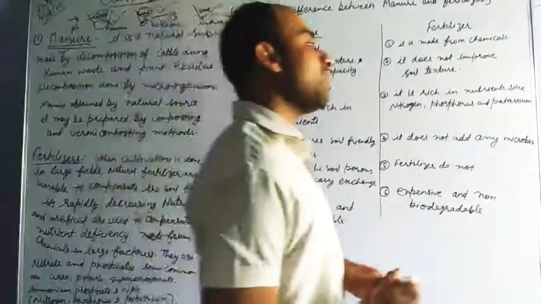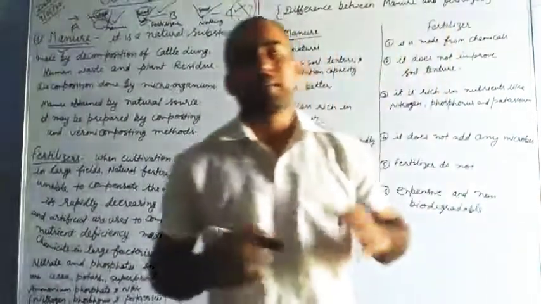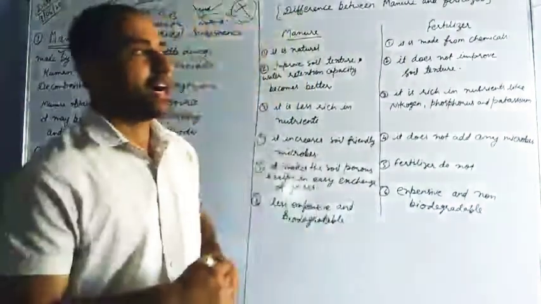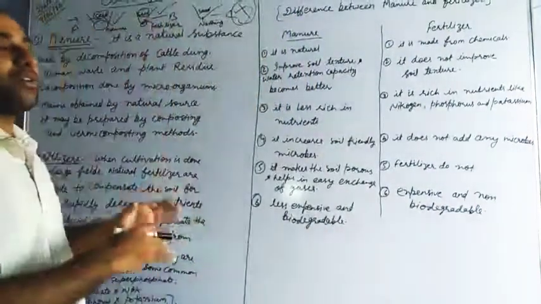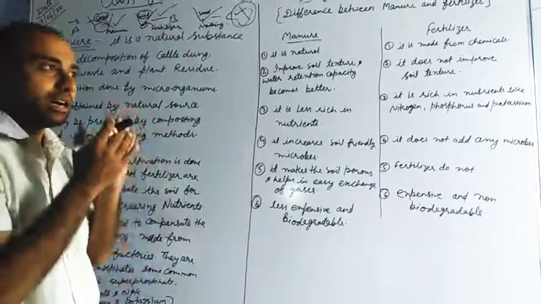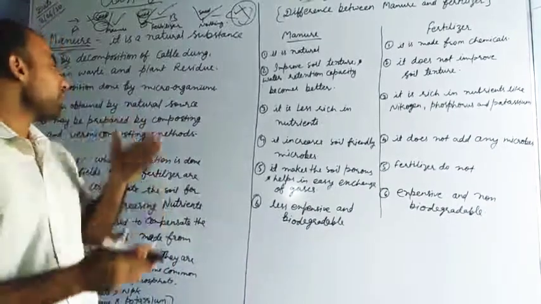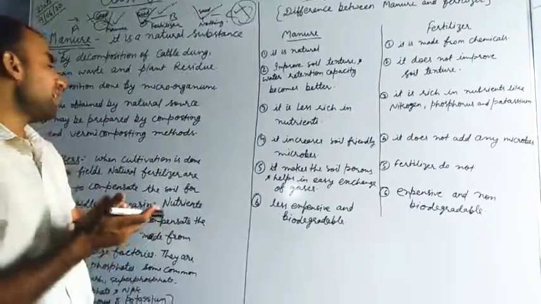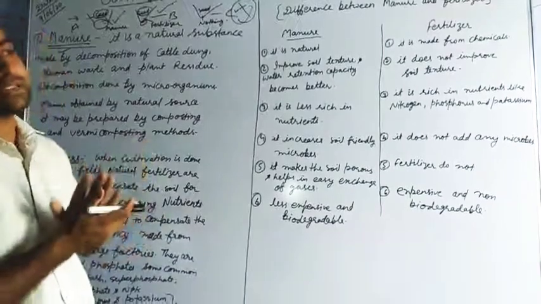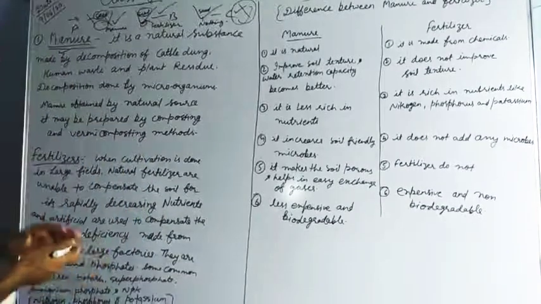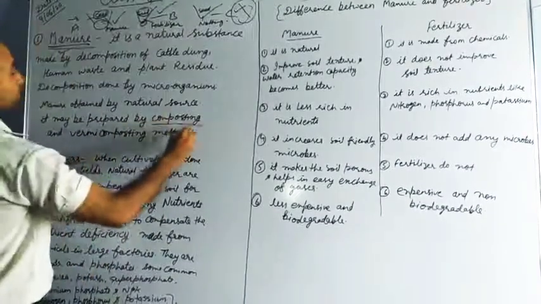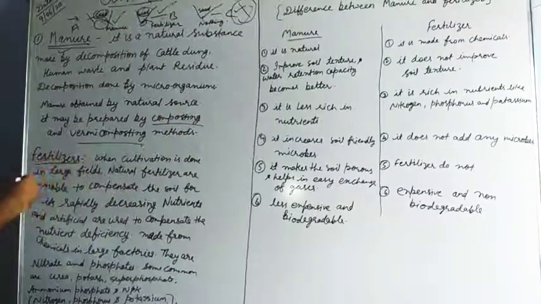This means we can also prepare this manure with the help of earthworms. You know, earthworms also prepare compost with a particular method. That method is called what? Vermicomposting method. So I have told you, composting and vermicomposting.